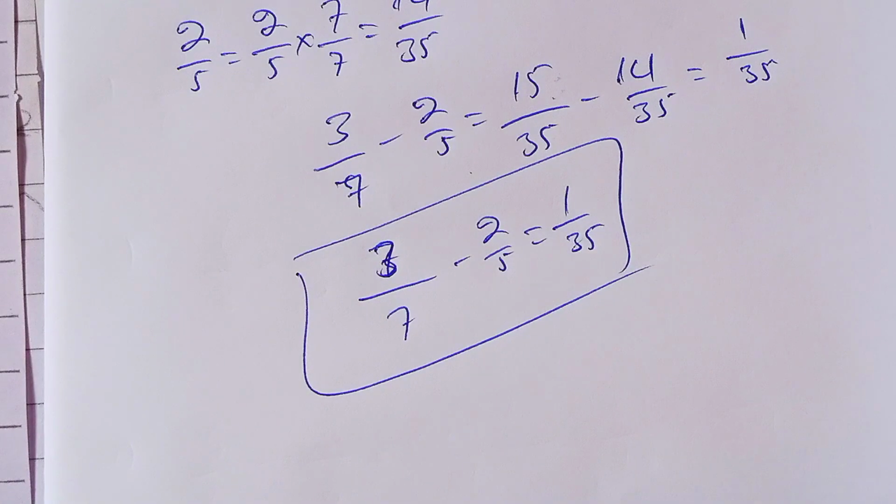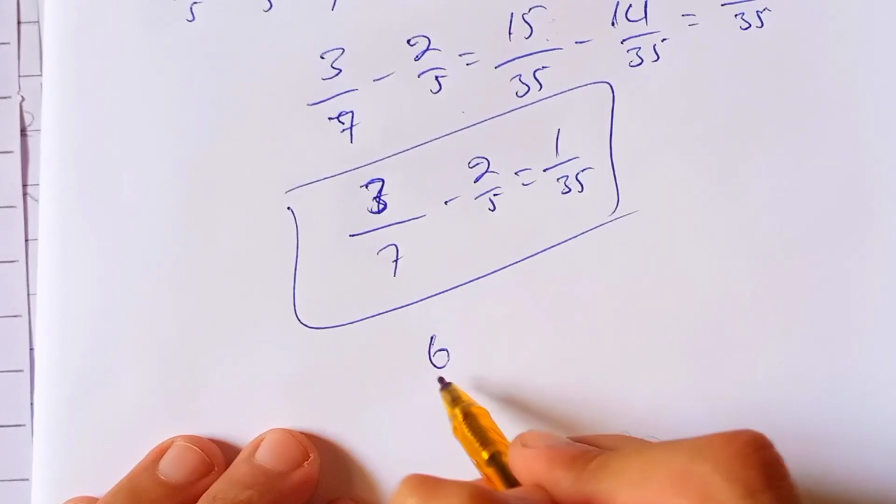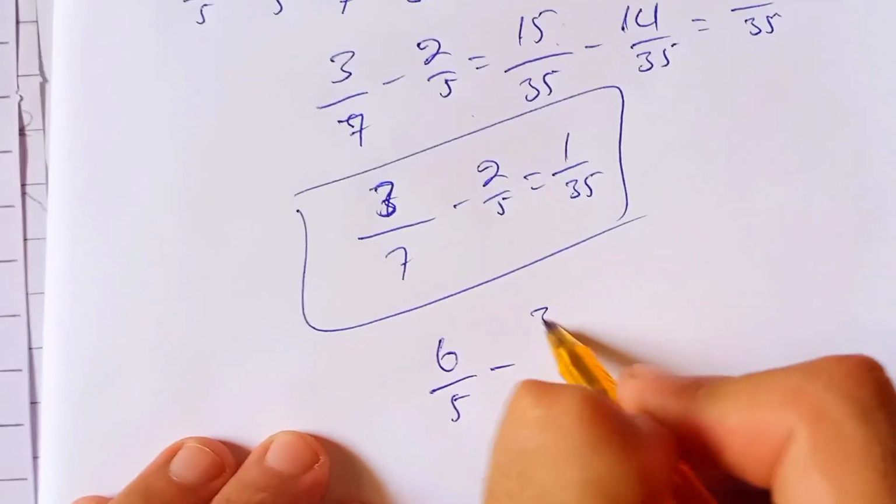If you have mastered these three methods, the simple subtraction method, the shortcut or butterfly method, and using LCM, then can you find the value of 6 over 5 minus 3 over 8?